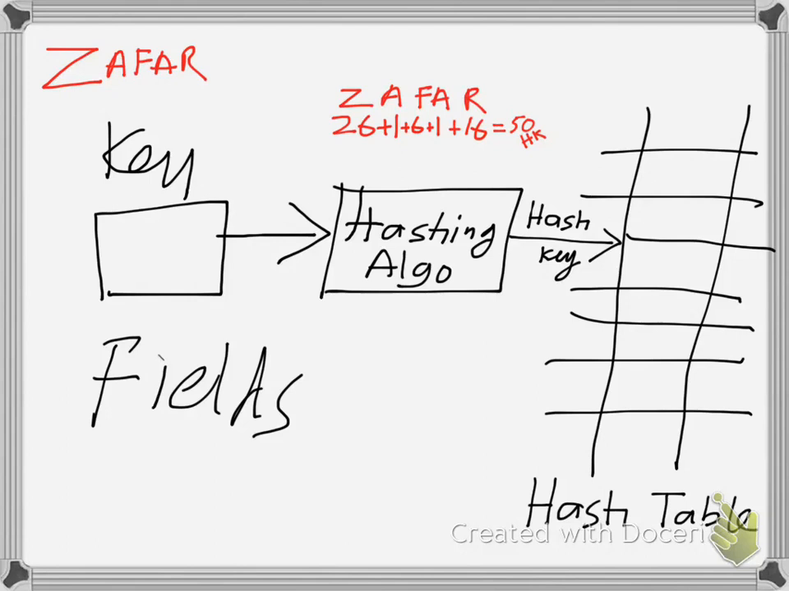Now sometimes what happens is this particular hash key is beyond the limit. Either it is going up or it is going too much down.